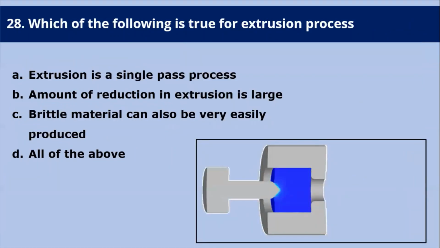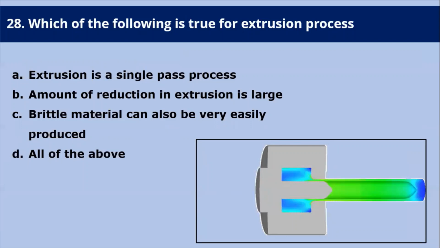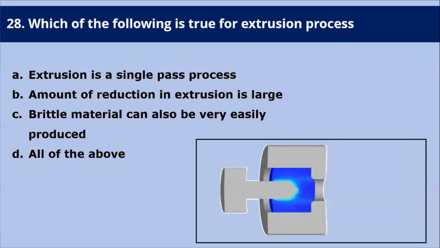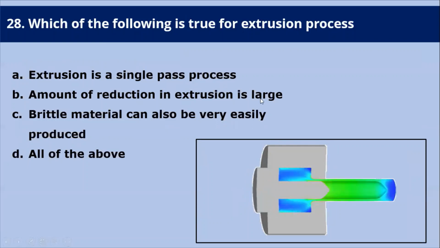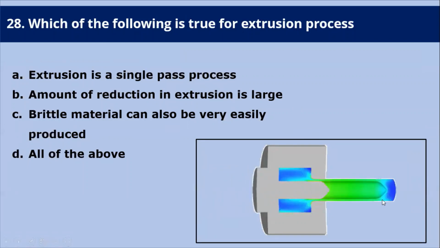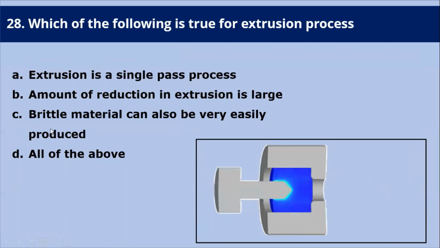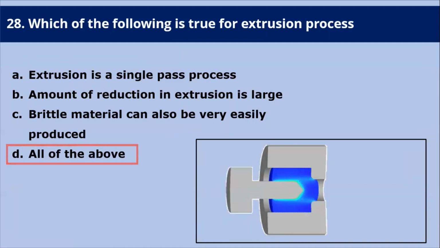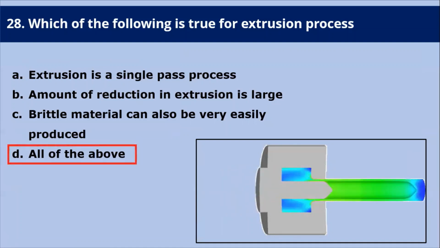Now the last question: which of the following is true for extrusion processes? Extrusion is a single pass process. Yes, from this diagram it is very clear that it is a single pass process. Then, the amount of reduction in extrusion is large. Yes, you can see this is a billet, and a large reduction will take place. That is also true. Then, brittle material can also be very easily produced. Yes, this is also true, and that's why our answer is all of the above.